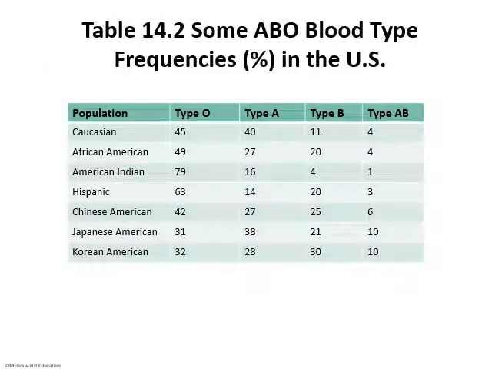Okay, so the most common blood type in the US, this is just for your own personal satisfaction, is typically going to be O.